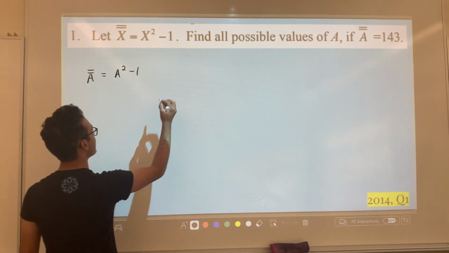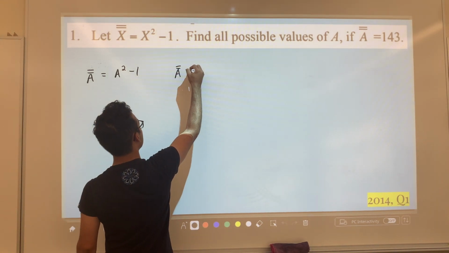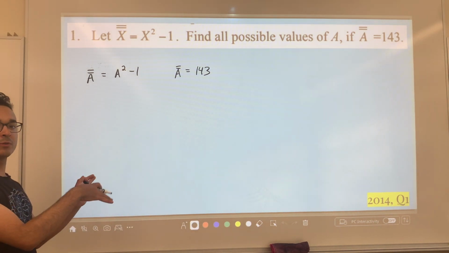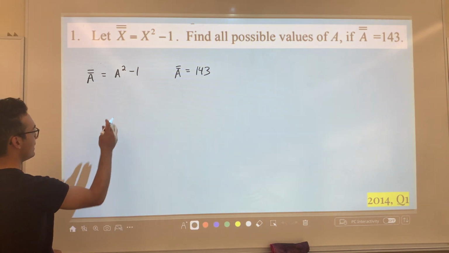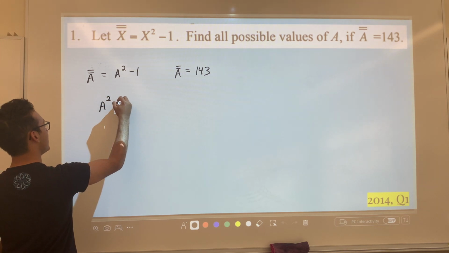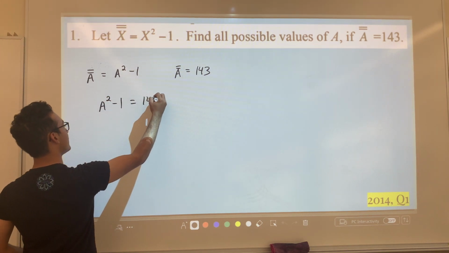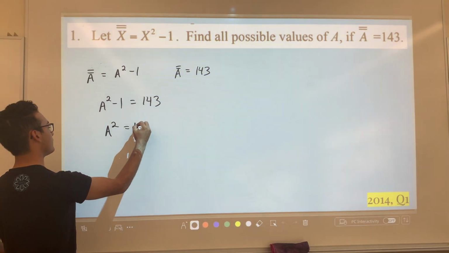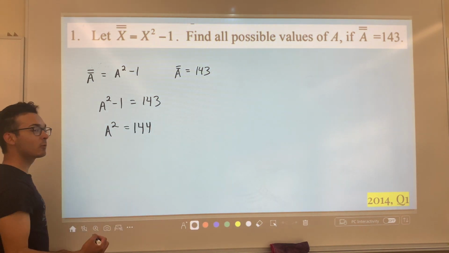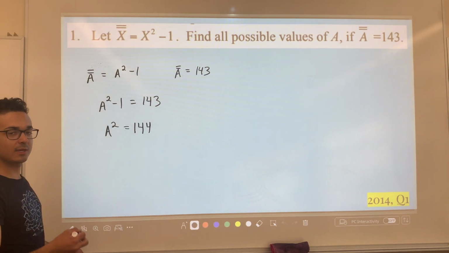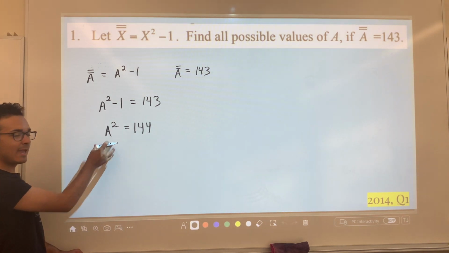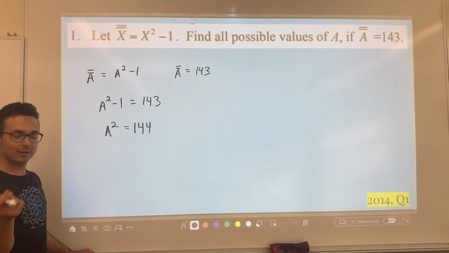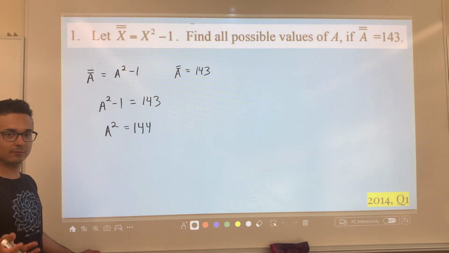At the same time, they tell us that a double bar is equal to 143. Therefore, if a double bar equals both of those things, then we can say that a squared minus 1 is equal to 143. Add the 1 to both sides, a squared is equal to 144. And of course, take the square root of both sides, you get 12. But notice that a can be 12 or -12, because when you square -12, you're going to end up with 144.